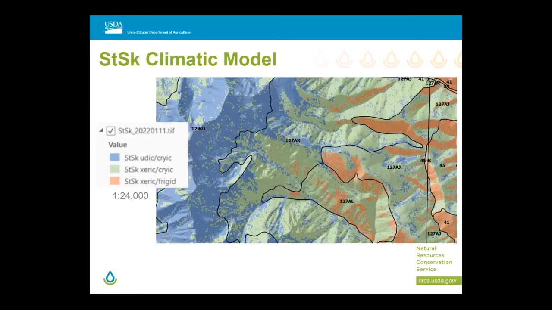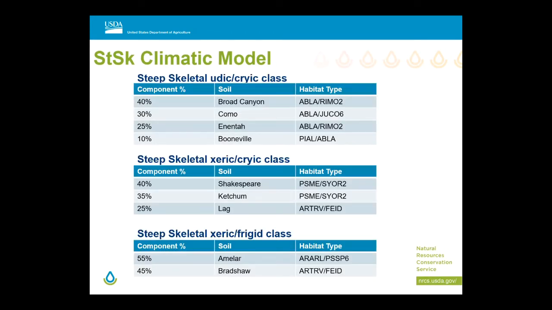So we moved on to defining components within these classes. The plan is to fully populate map units in the NASIS database with property data, just as a traditional map unit would have. Here's a simplified representation of how the steep skeletal classes of the mountain slope landforms would be populated.